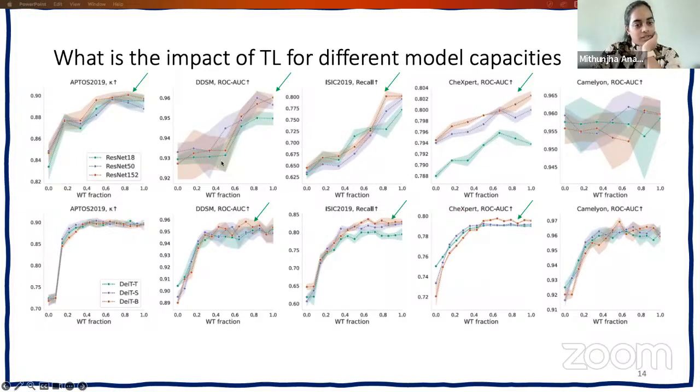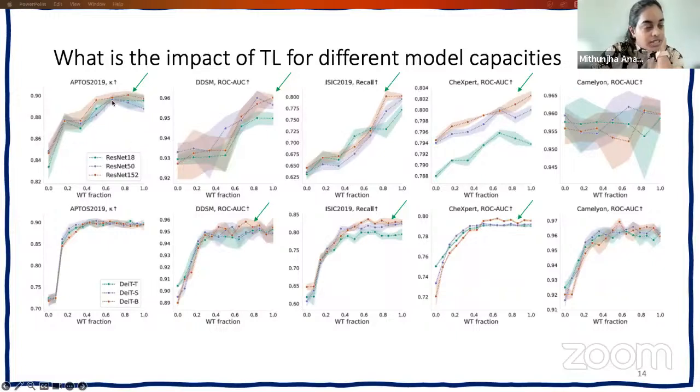So this slide is about the impact of transfer learning for different model capacities. There are again 5 columns, each column for a different dataset, and the first row is for the ResNet and the second row is for the DEIT model.